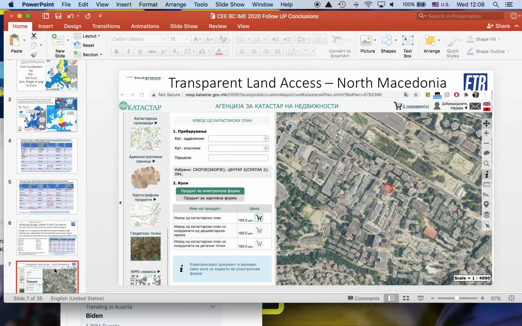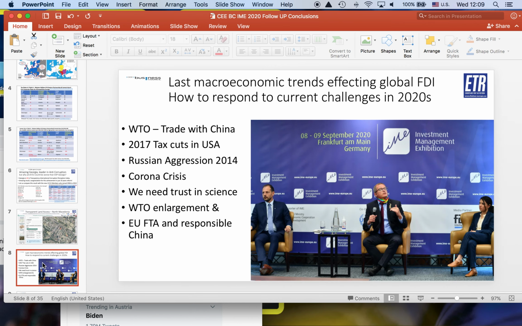Land access, the fight against corruption, and also low taxation, the trading system and currency. And at IME we had a very good panel, for which I would like to thank them very much for this invitation and the opportunity to discuss the latest trends in FDI, what is currently happening and what the big drivers of change in the FDI sector are. Obviously I focused on the WTO accession and the trade conflict with China, the tax cuts in the US in 2017, the Russian aggression since 2014 and all the consequences, and obviously the corona crisis, we're in the middle of it. And what we actually have to do about it, I will discuss in this presentation.